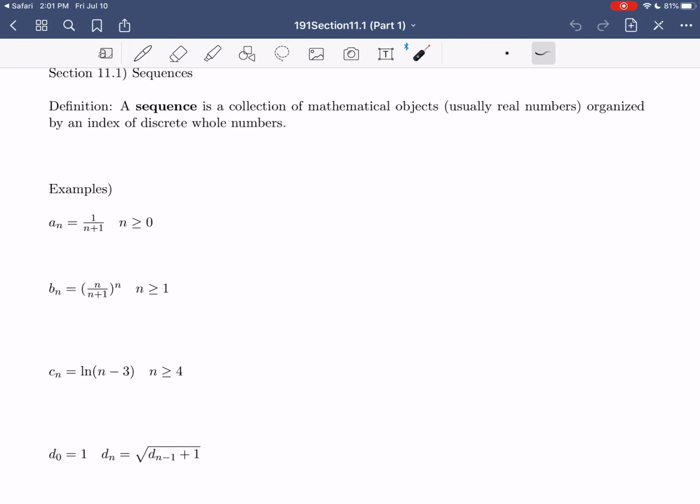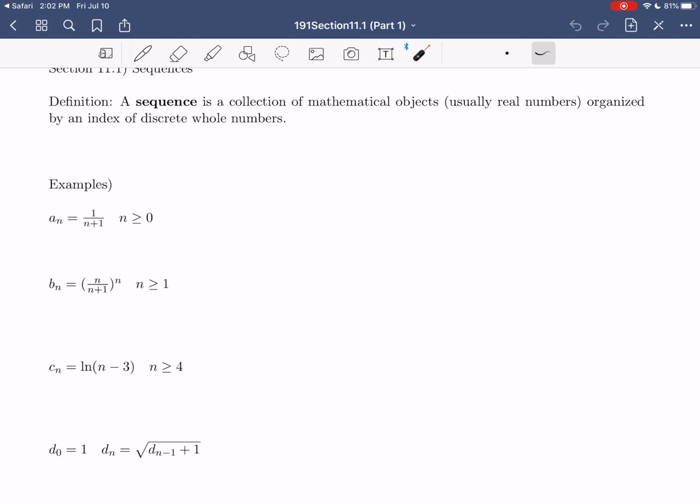So to start off with, before we get into any analysis, let's just go ahead and take a look at some examples of what a sequence looks like, how we define it, and what it really means. So here's some example sequences. Our first one is a sub n equals 1 over n plus 1. So how you can think about this is, this is sometimes referenced as an explicit sequence because it gives us an explicit formula for what each element of the sequence looks like.